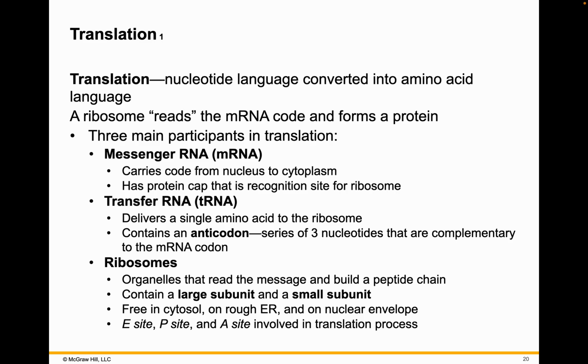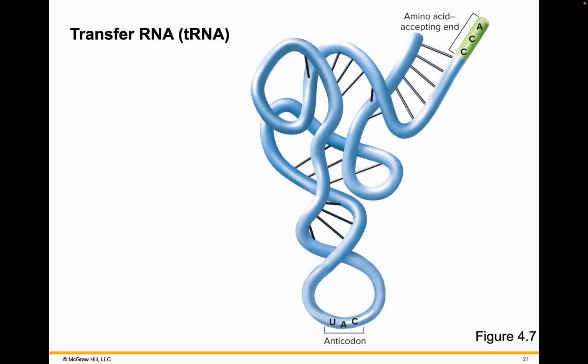Ribosomal RNA makes up a big portion of the ribosome. They have a large subunit and a small subunit. They can be free in the cytosol, they can be on the rough ER, or they can be on the nuclear envelope. And there are 3 important sites on that ribosome, the E site, P site, and A site, that are involved in this process of translation.